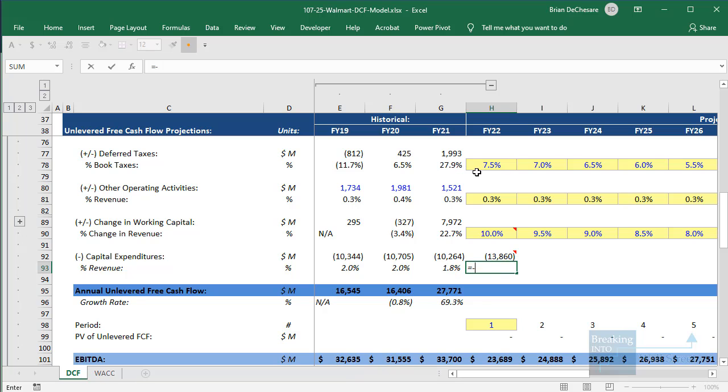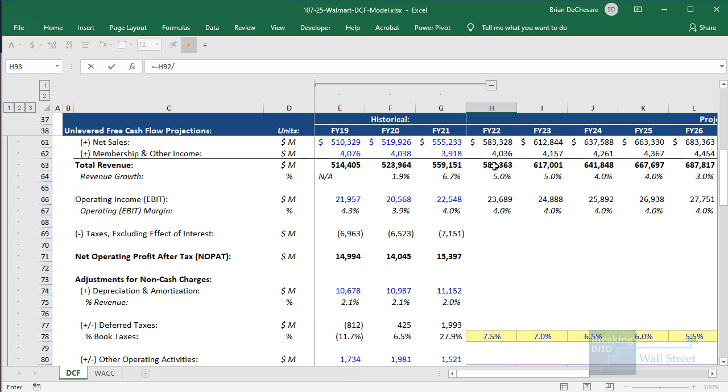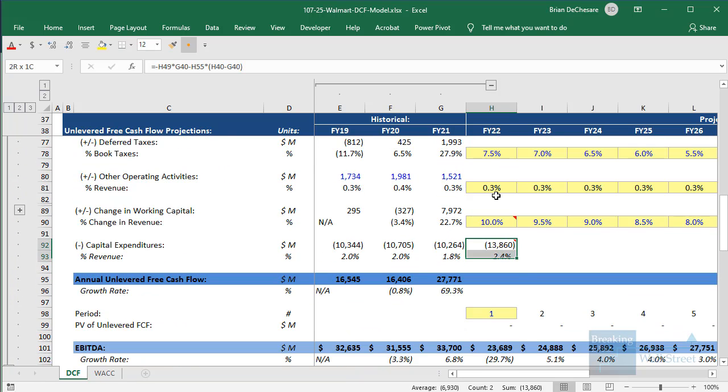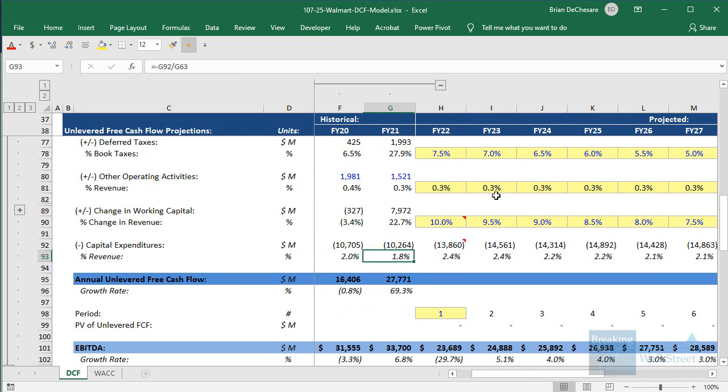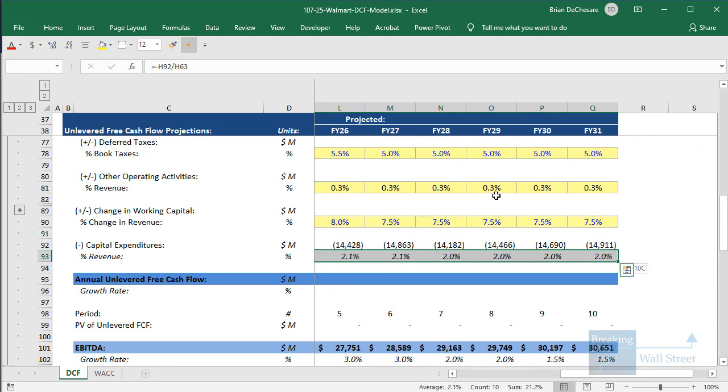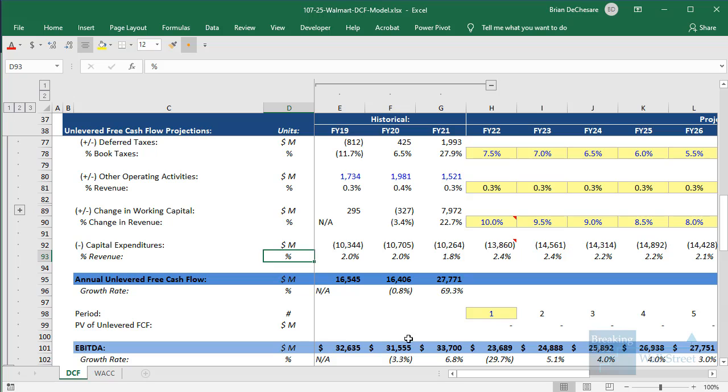We can also look at this as a percent of revenue. We'll need this later on, so I might as well set it up now. And then we can copy and paste this over as well. And we can see how their CapEx changes over time, and it's usually around 2% of the company's revenue. Again, very much in line with the historical numbers right here.